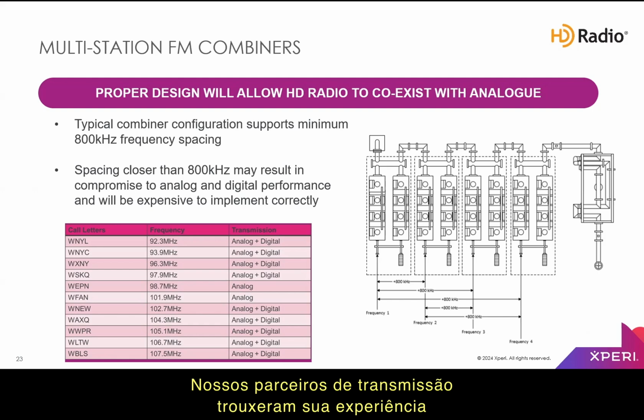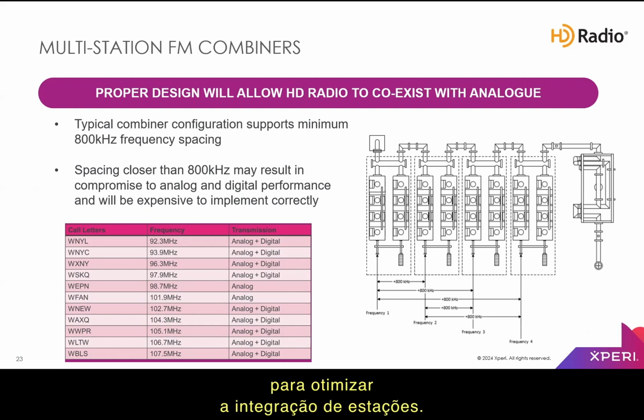Our transmission partners have brought their experience to optimize station integration. Across the US, Canada, and Mexico, there are over 250 combiner systems operating. They range from a slew of simple 2 and 3 station junction combiners to systems like the 19 station Empire Auxiliary FM combiner. And they support multiple HD and analog systems, as shown in this example in New York City.